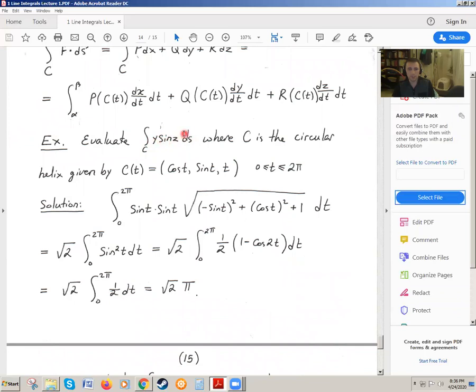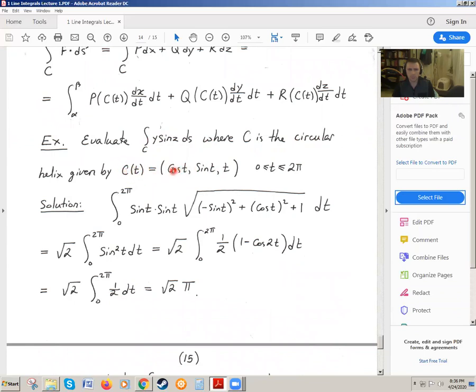So that's the first version of the line integral here. I have a curve C, a helix given by cosine t, sine t, and t. What I need to do is measure the length of C prime.